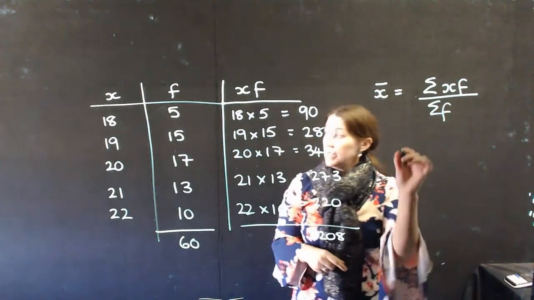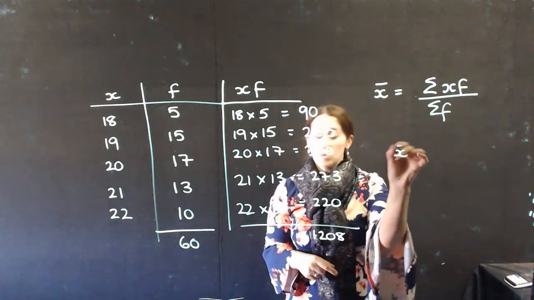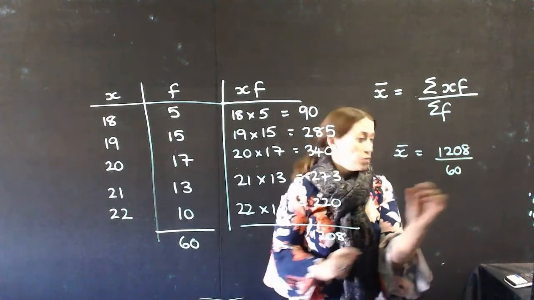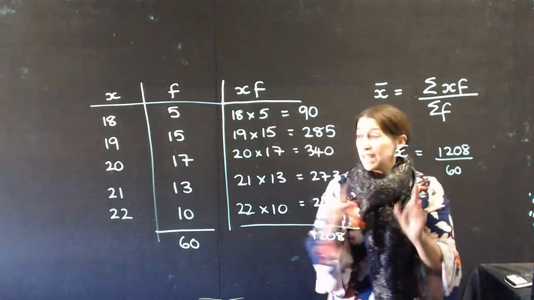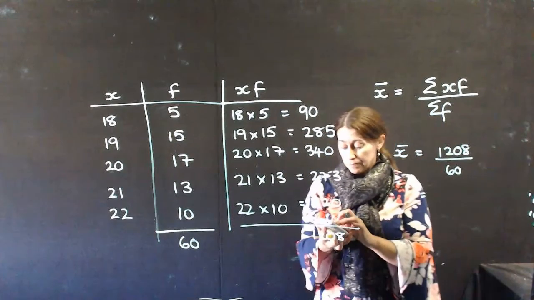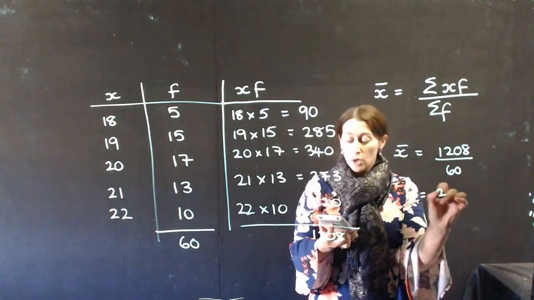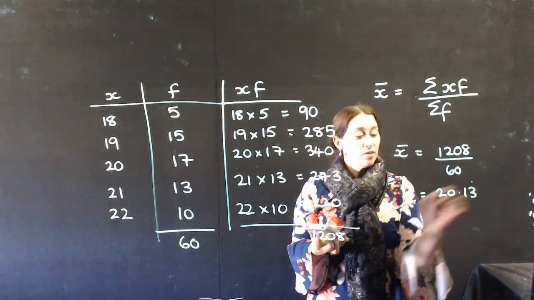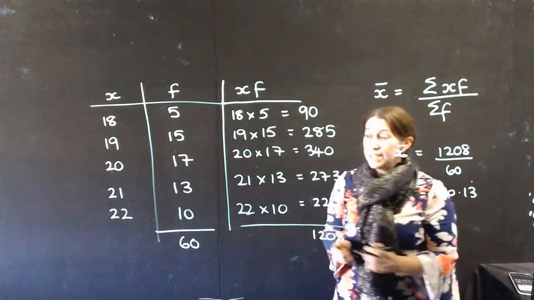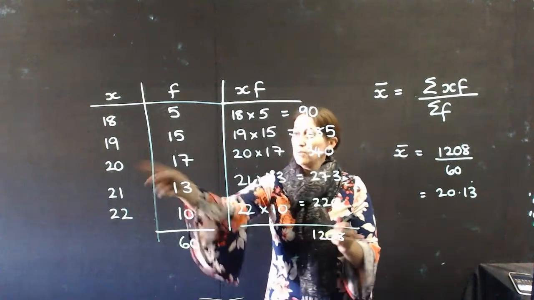So I'm going to need a calculator for that. We say x bar equals 1,208 divided by 60, which comes to, and I should remember, get a number between 18 and 22. On my calculator, I get 20.13 recurring. Our mean is 20.13, so our mean is 20 years of age. Okay, so that looks about right.